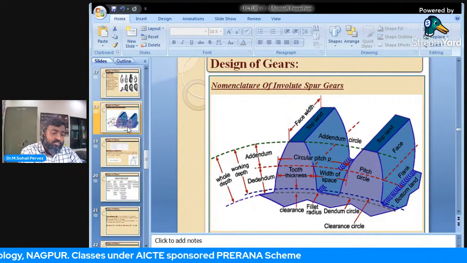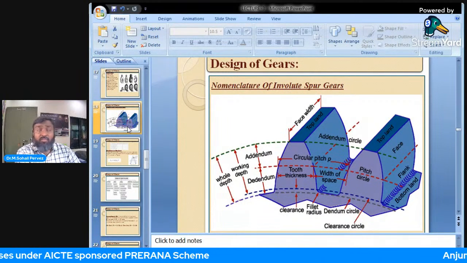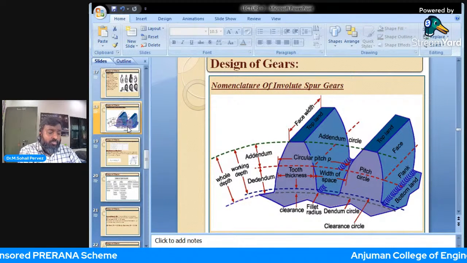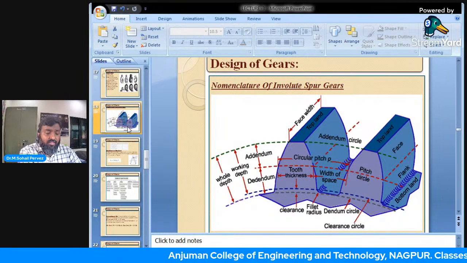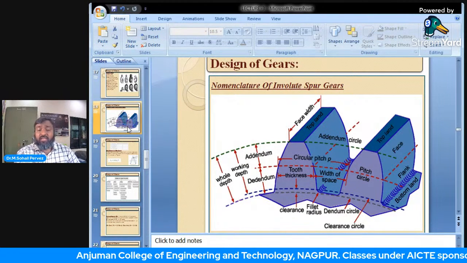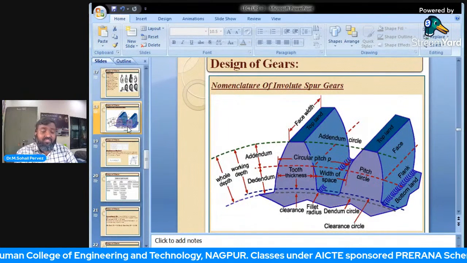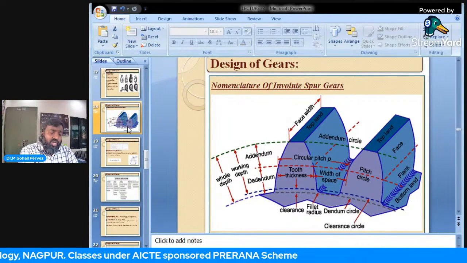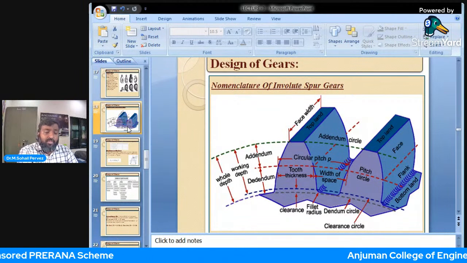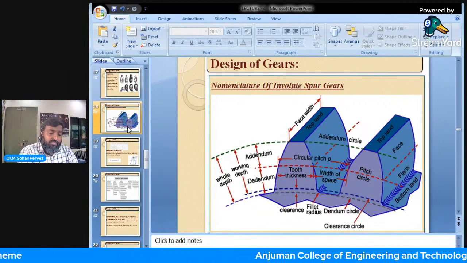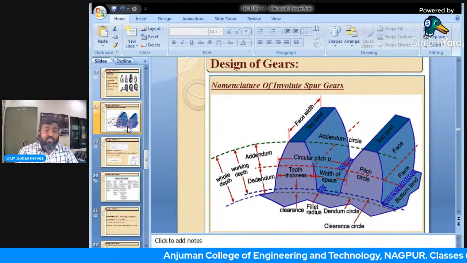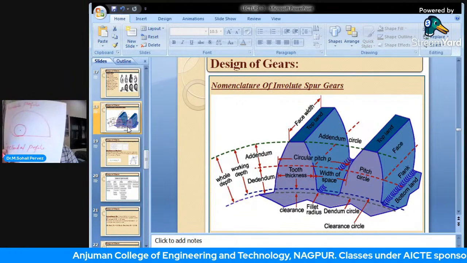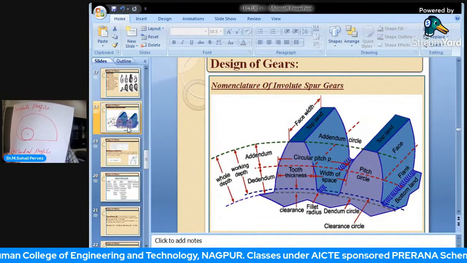And number two is involute profile and cycloidal profile. It is not there in the PPT; the cycloidal profile has to be explained during the lecture itself. So involute: when I say involute, we have seen this type of curve in engineering graphics. This is involute profile.